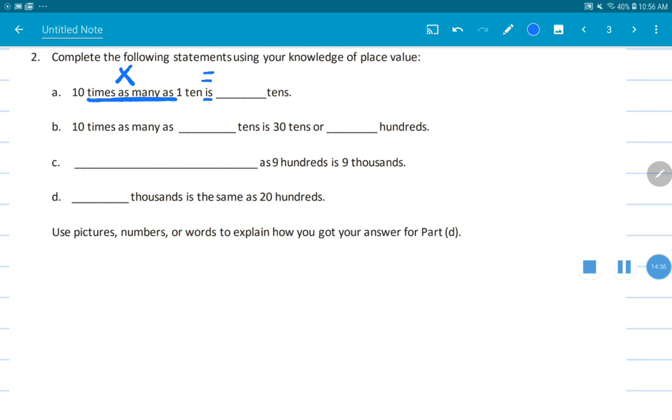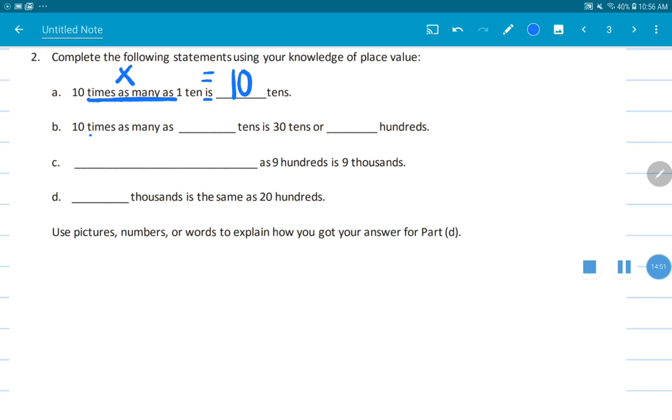So 10 times 110 is how many tens? 10 tens. Very good. Can I just pull out the actual paper? Yeah, that's fine. Okay, let's look at part B.